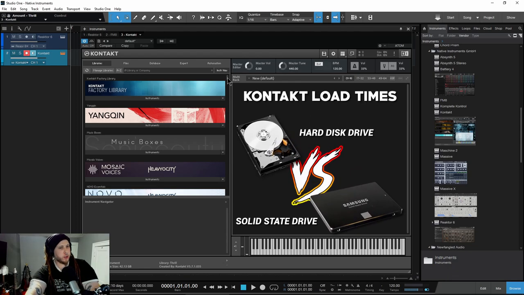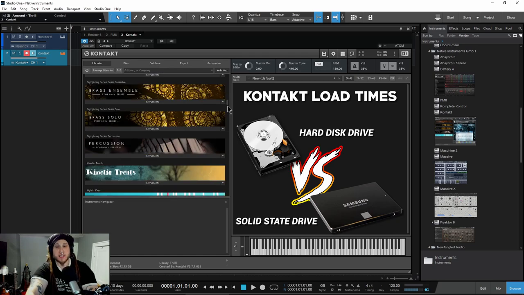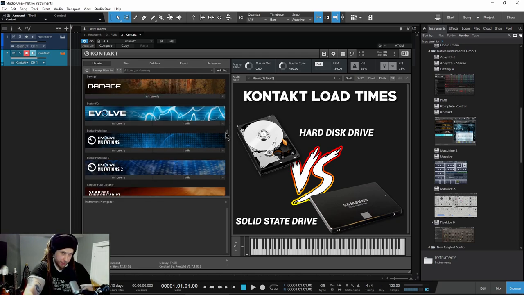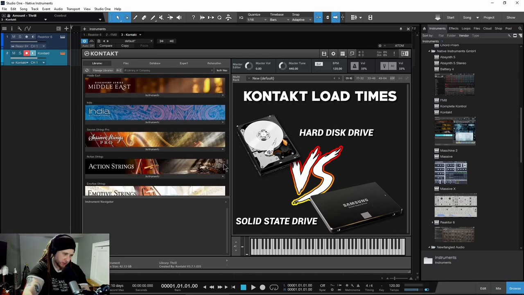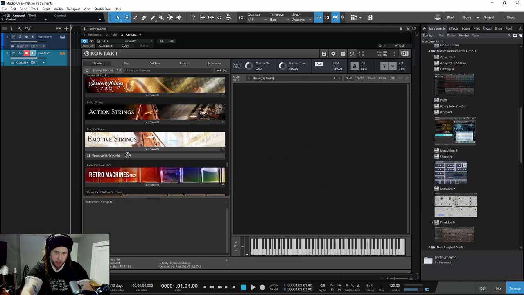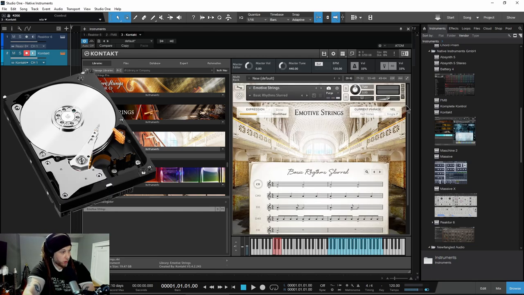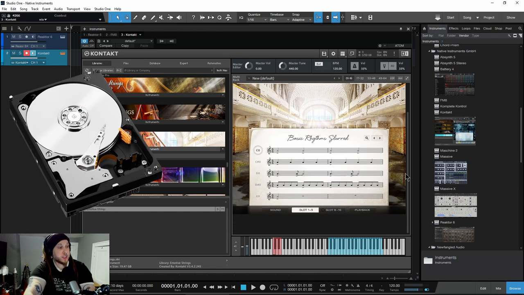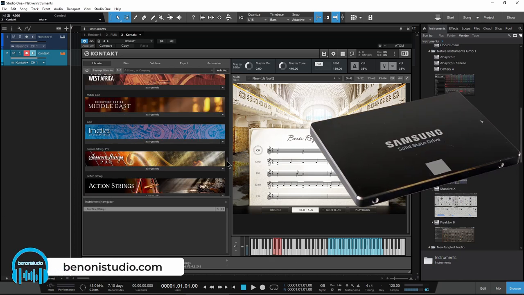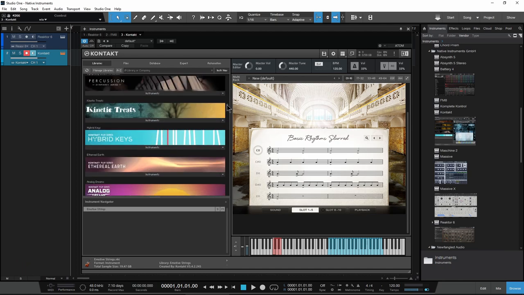If you have ever wondered, is there any difference between using a hard disk drive and a solid state drive when it comes to loading libraries into KONTAKT? This video will answer that question. We're going to directly compare loading libraries into KONTAKT using a hard disk drive first, and then those same libraries using a solid state disk drive. So let's go ahead and check it out.